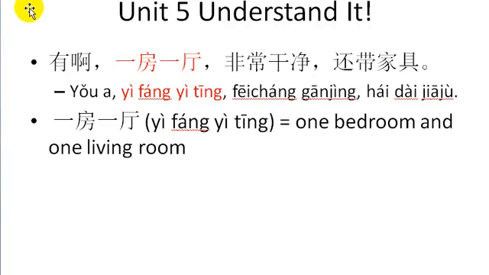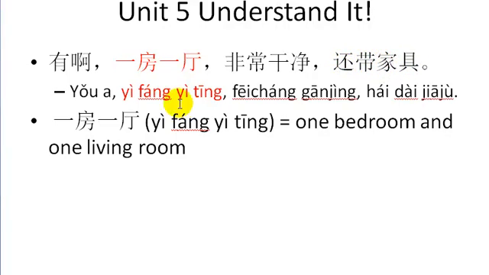And so the person on the other end says 有啊. So he responds, like we do in Chinese in most cases, by answering with the verb that the question was asked with. 有啊. Alright, and then the individual goes on to describe 一房一厅非常干净还带家具.